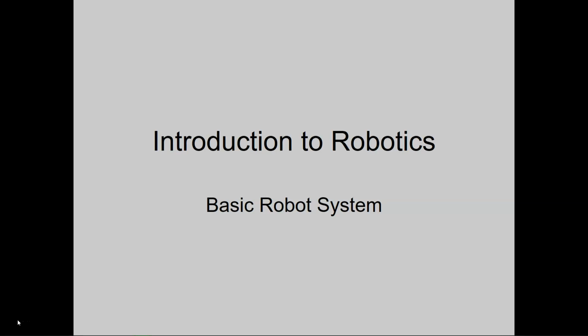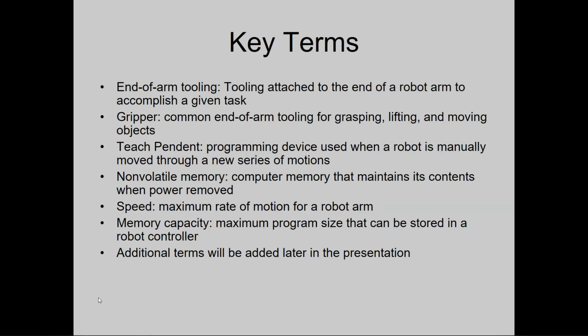So we've talked so far about what a robot is, how we program them, and what they do. So let's talk about some of the basic systems and what they do. We have what's always called the end of arm tooling, the EOAT. This is a tool that is attached to the robot arm.